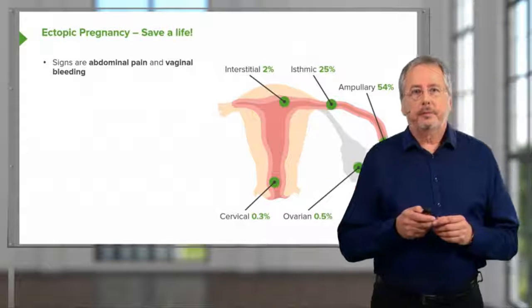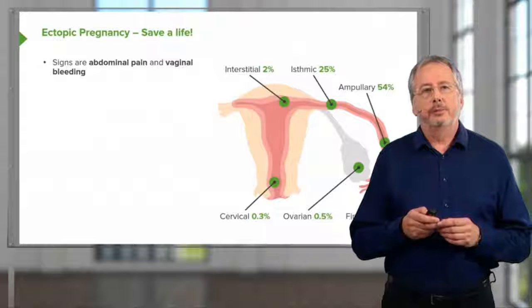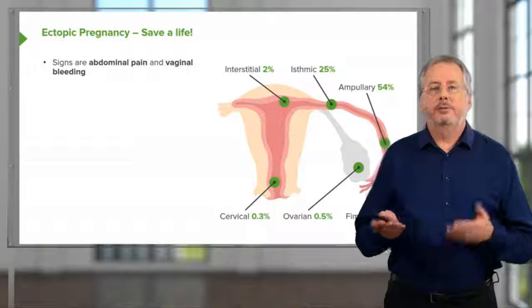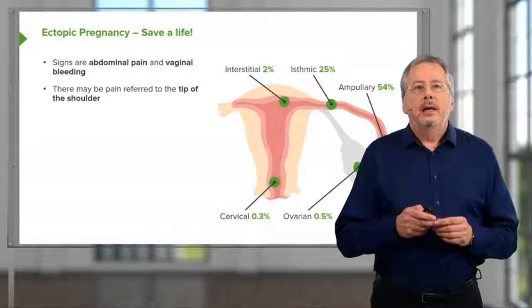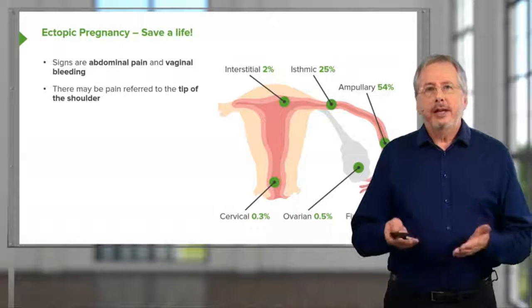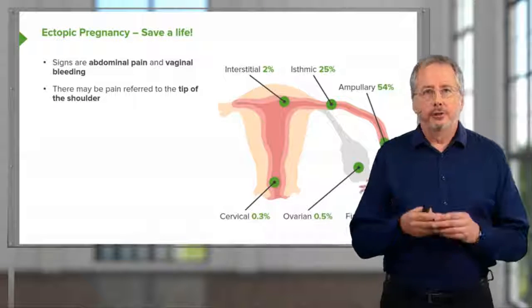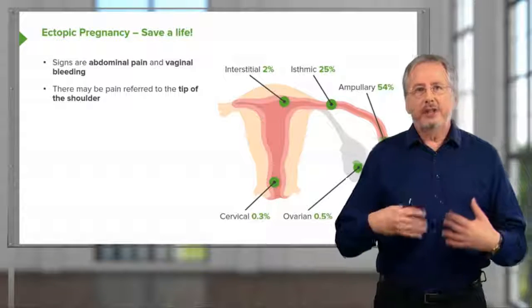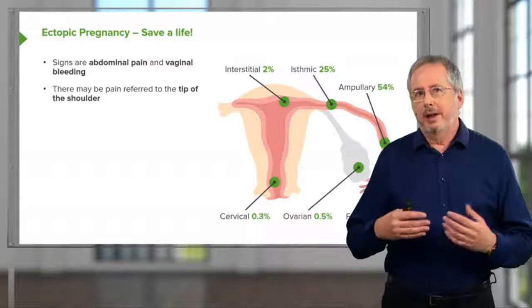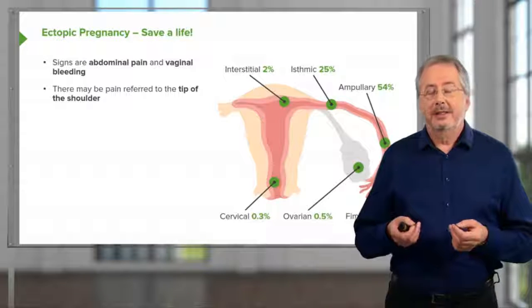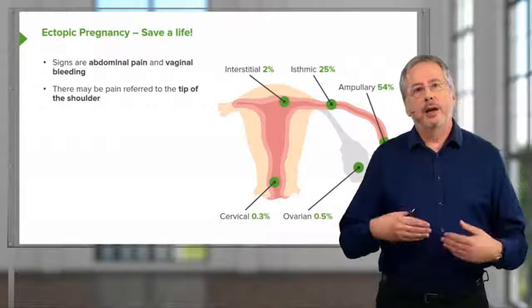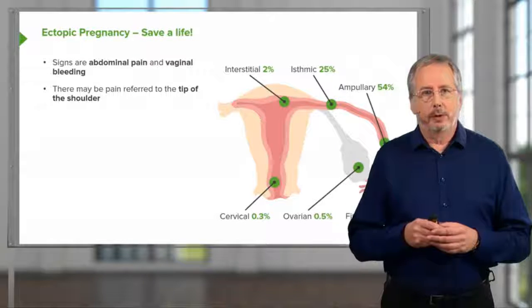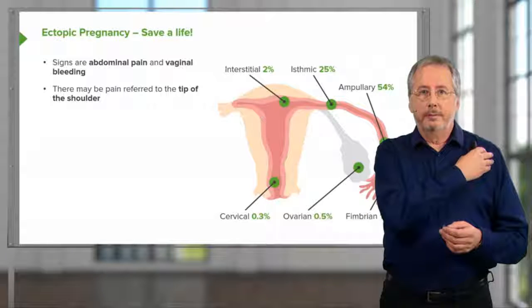So what might you look for? Well, what would normally happen is that there would be some abdominal pain associated with the process, and also perhaps some vaginal bleeding. In addition, there might be referred pain. Now, referred pain is an unusual phenomenon which you might not be familiar with. But the idea is that your insides are actually not very well supplied with sensitive nerves. And pain, something going wrong within that, might be referred by the nervous system to some other part of the body. For instance, the tip of the shoulder.